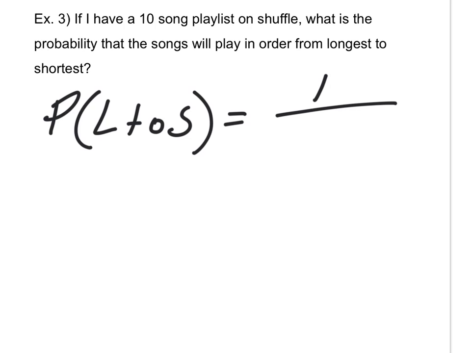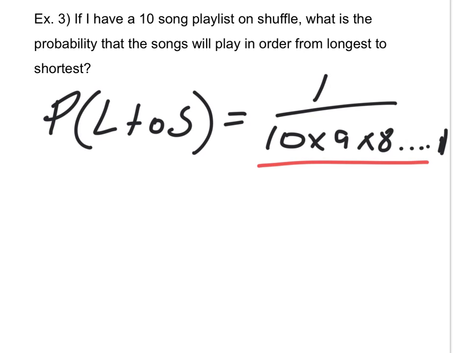And how many possible orders could the songs come out in? Well, there's 10 possibilities for the first, 9 for the second, 8 for the third, and all the way down to 1. Okay, I'm not going to write that out, but what should go here? 10 times 9 times 8 times 7 times 6 times 5 times 4 times 3 times 2 times 1. That's the number of total orders there are, and only one of them would be successful for us. Alright?